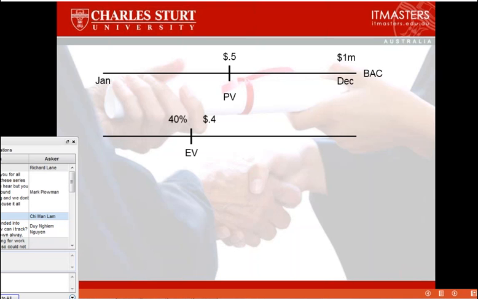And the term that we use to recognize the value of the work that has been contributed is earned value. We've earned that value in terms of the overall project. We now look at what we've actually spent. We've actually spent 600,000 or 0.6 million. So we now have three different figures.